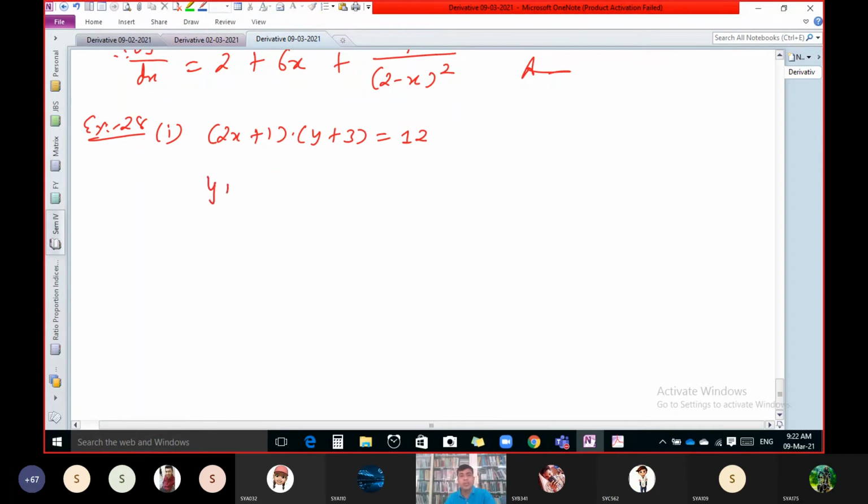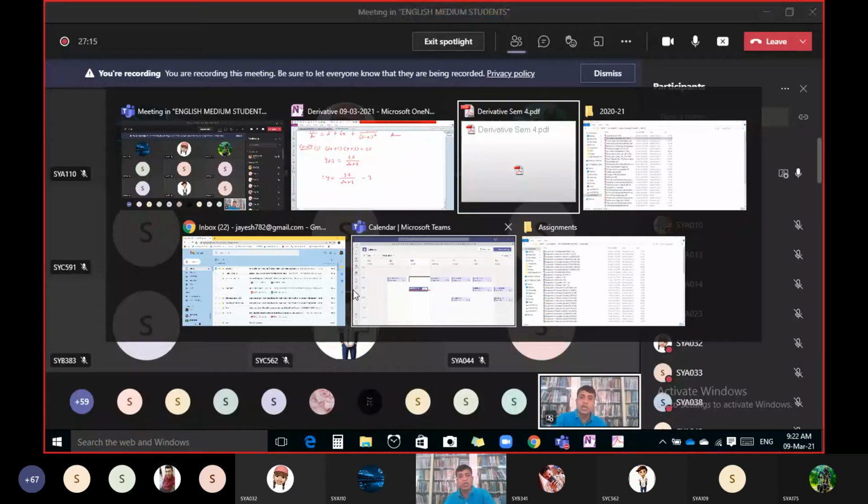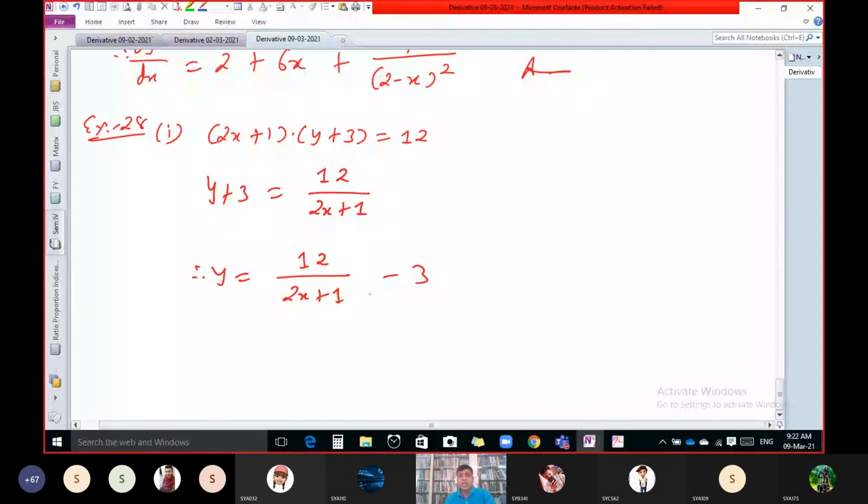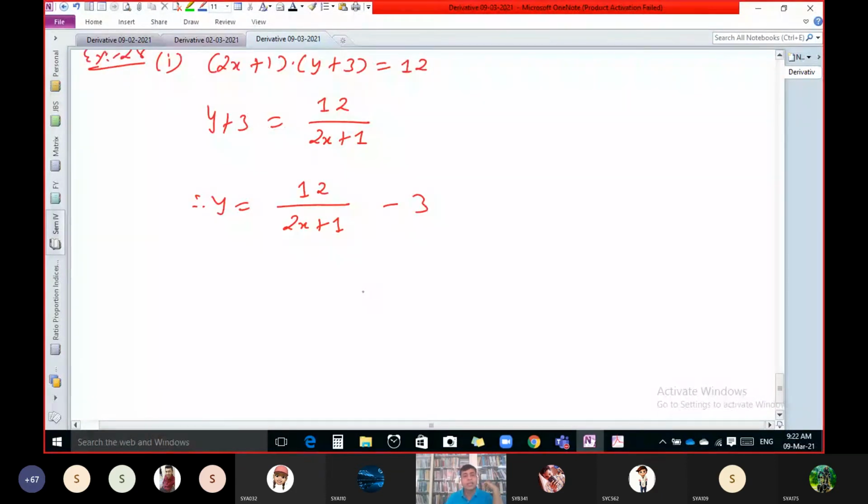So first step, take this 2x plus 1 in the denominator. So that is our simplification. So 12 upon 2x plus 1. Now take this 3 to the other side. So y equal to 12 divided by 2x plus 1 minus 3. Now you have an option. Either you can differentiate or you can simplify. Now which one is the better option here?